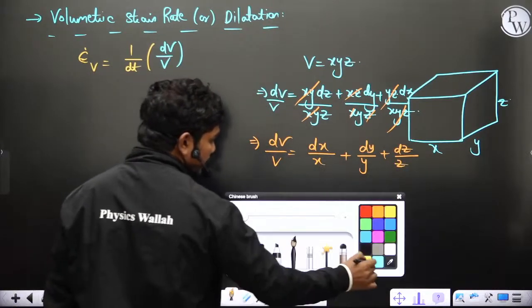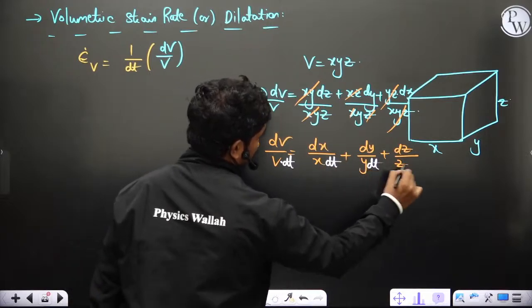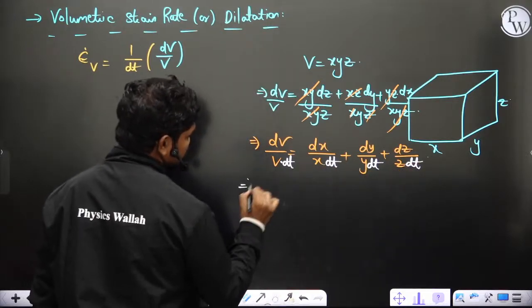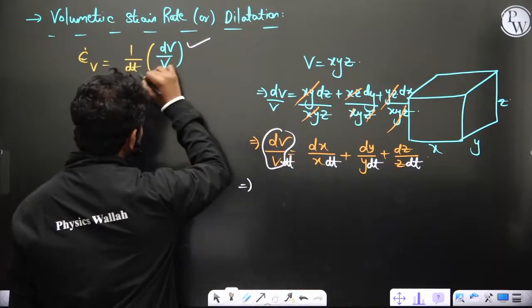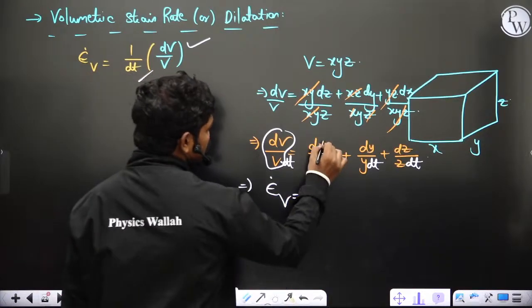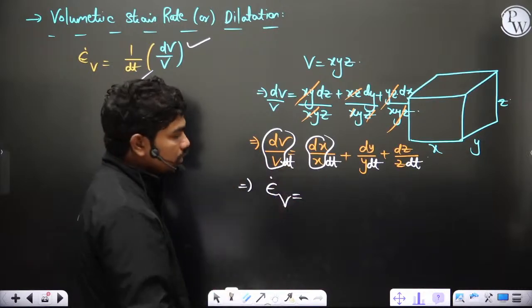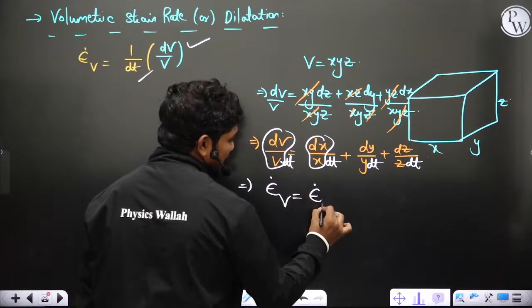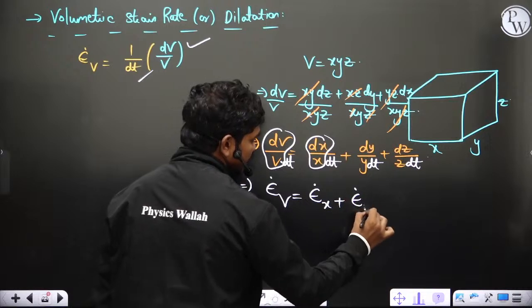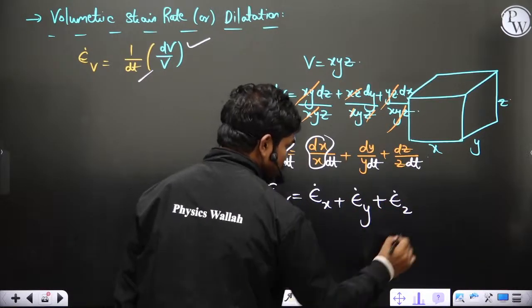Then if you divide by dt, you can see dv by v is the change in volume per dt. So this is volumetric strain rate. Volumetric strain rate is equal to dx by x, which is nothing but the change in x direction, the linear strain in x direction, by dt. So this is linear strain rate in x direction, linear strain rate in y direction, and linear strain rate in z direction.